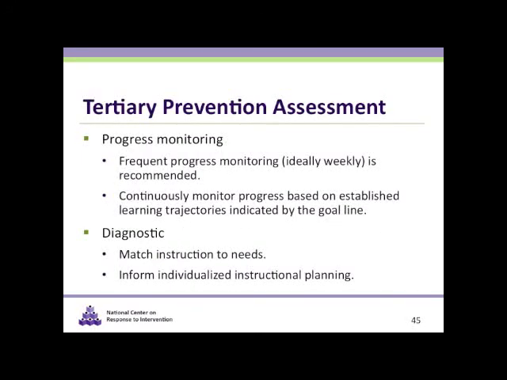Within the tertiary level of prevention, weekly progress monitoring is recommended due to the number of data points needed to make a decision, although every other week should be the minimum. For students in tertiary instruction, established learning trajectories are developed, and progress monitoring data are compared to the learning trajectory to determine the degree to which a student is making adequate progress. Continuous diagnostic assessments are used to match instruction to needs and inform individualized instructional planning.